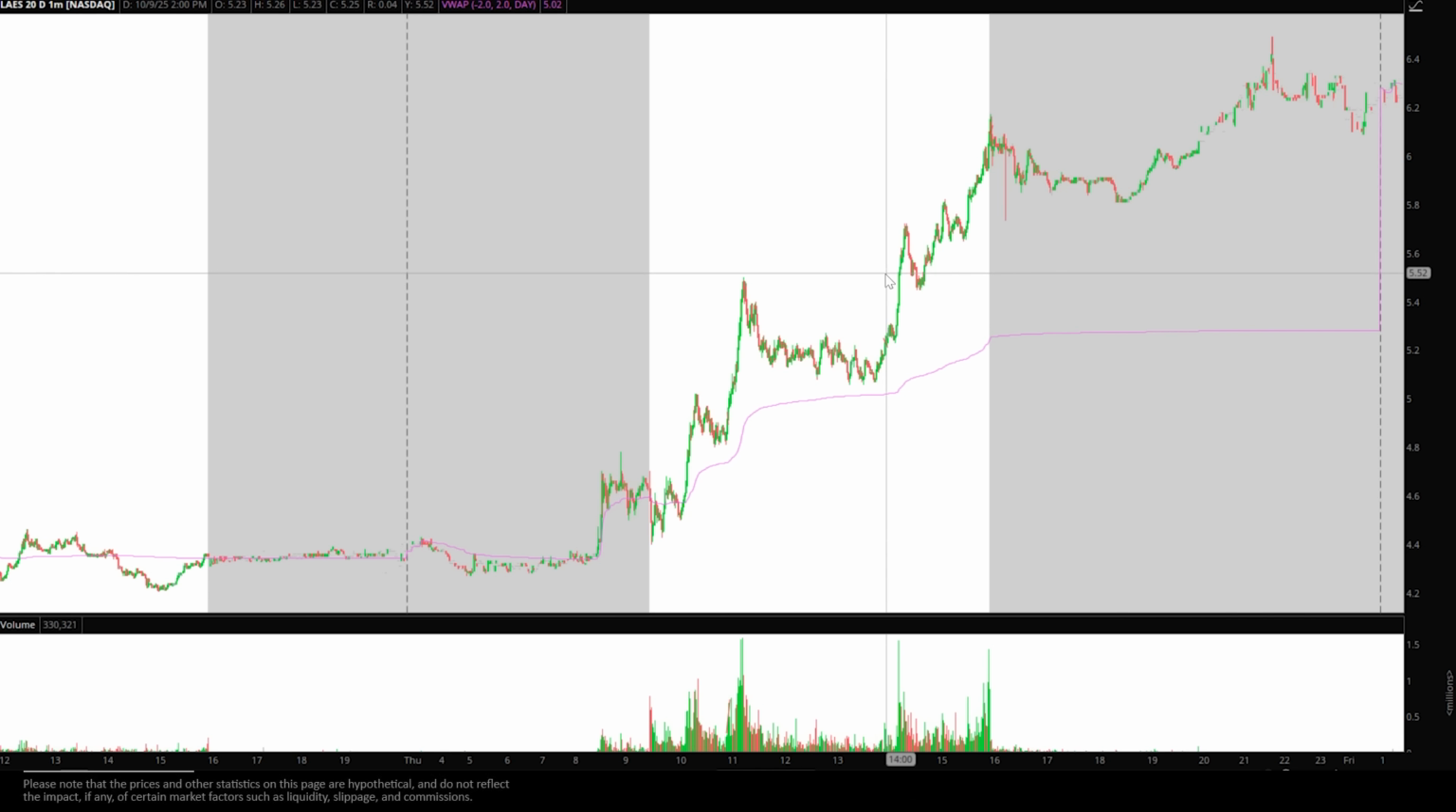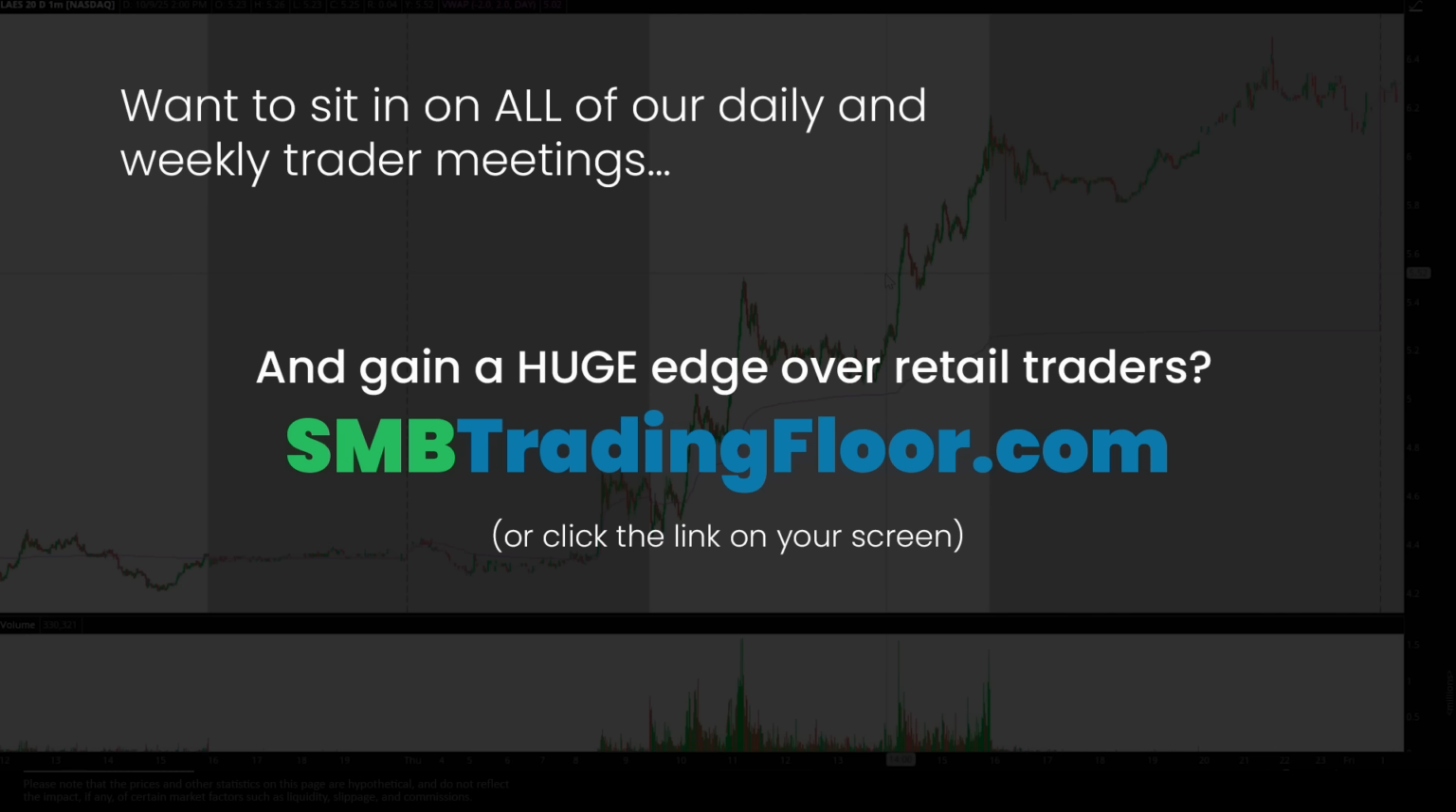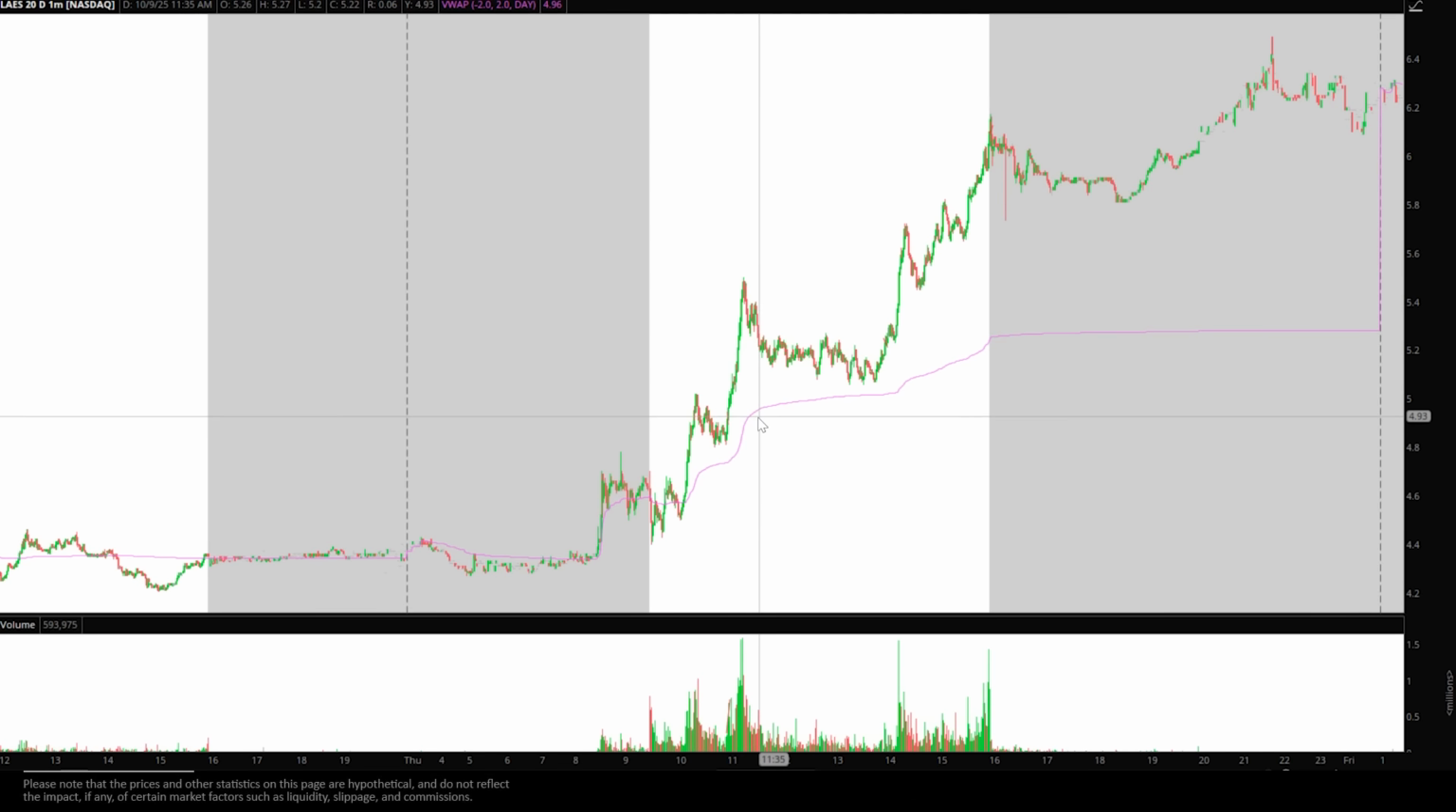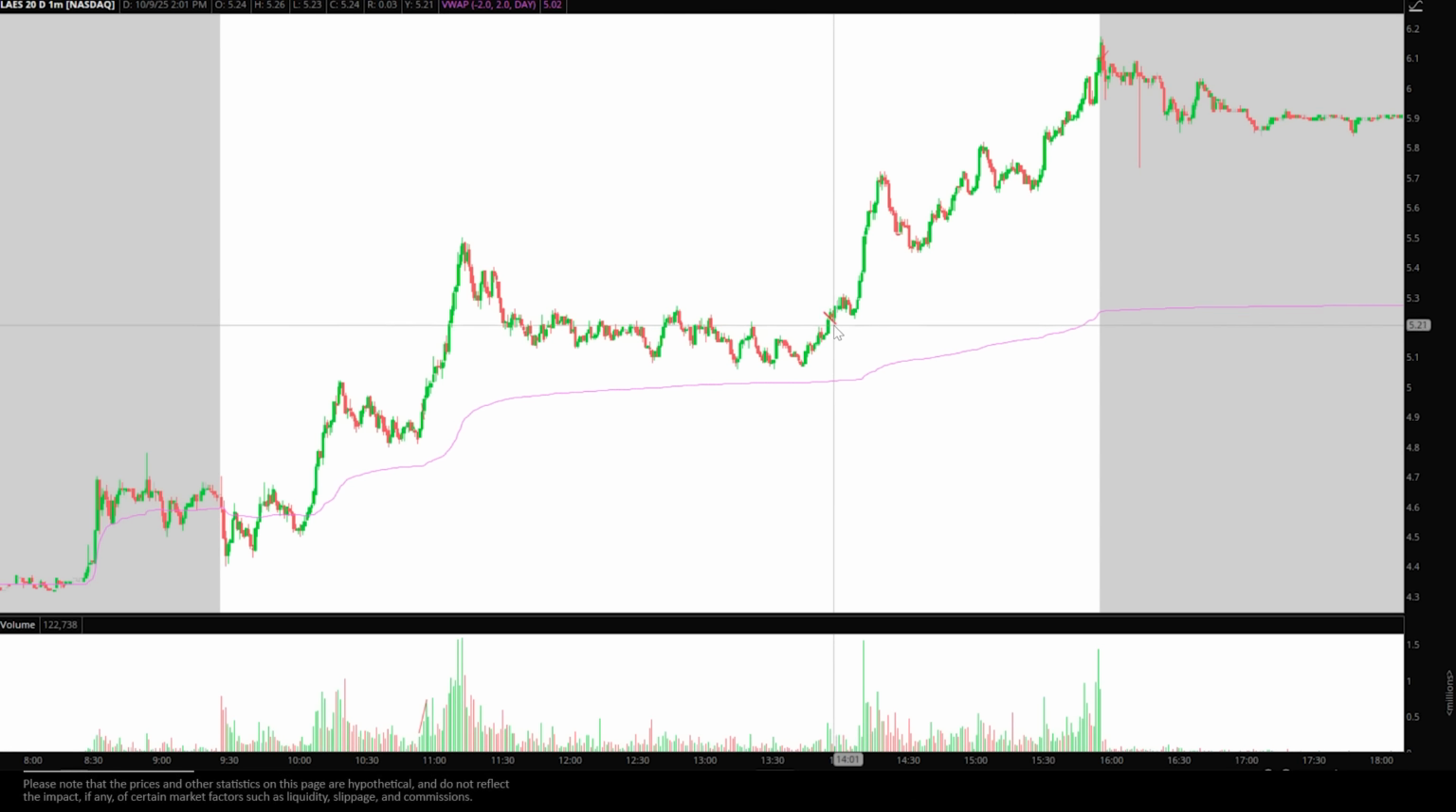So let's look at an actual trade example here. So with LAES, it's a trade that I reviewed in detail with my Inside Access members. It's a trade I took intraday. I held overnight for a swing. And how did I trade it? And how did I use price action and VWAP to help me trade the symbol?